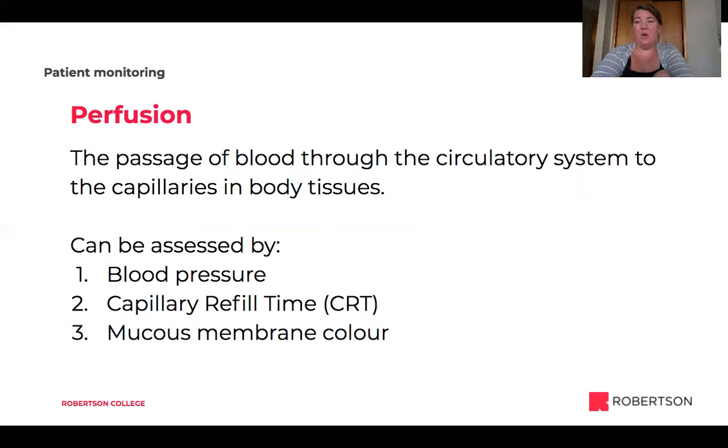You might be asking, what the heck does perfusion mean? Perfusion is a measure of how the blood is passing through the circulatory system to get to the capillaries, to get to body tissues. So the heart might be beating, but it might not be beating strong enough to actually get blood into tissues. So perfusion is a way that we can assess that.